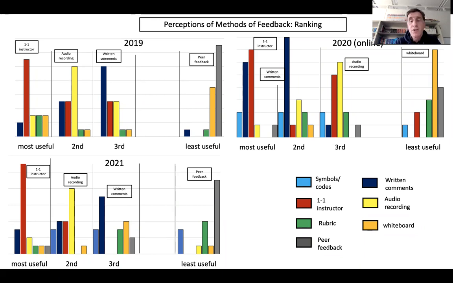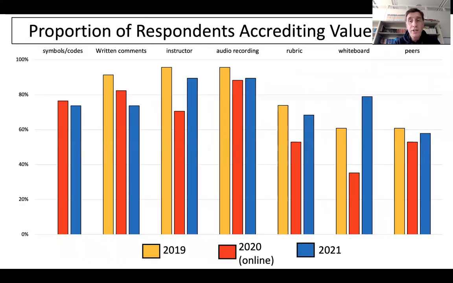So I asked the students to evaluate how they rate these different methods. And from the 3 years that I took the formal survey, the highest values, of 4 and 5 on a Likert scale, were for the instructor, the audio recording, and the written comments.